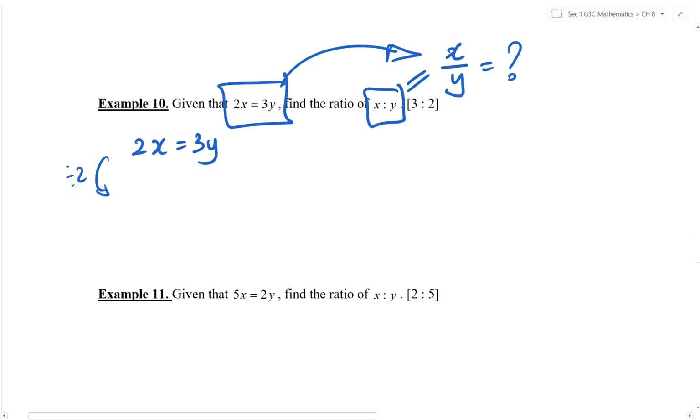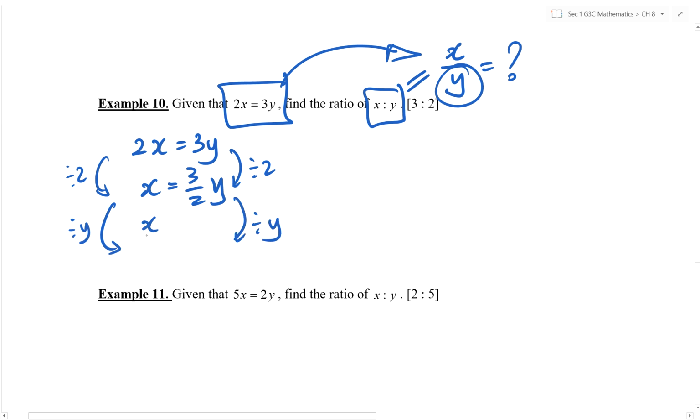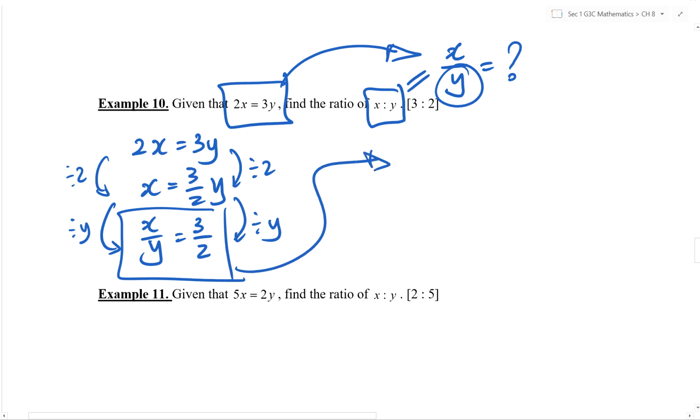Dividing by 2 on both sides, I arrive at x equals to 3 over 2y. Now I require x over y, so dividing by y, I arrive at x over y is 3 over 2. This is a form of writing the ratio, and therefore we read it this way. x to y is the same as 3:2. 3:2. And this is our ratio.